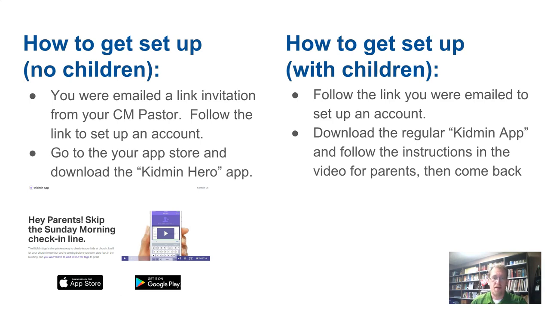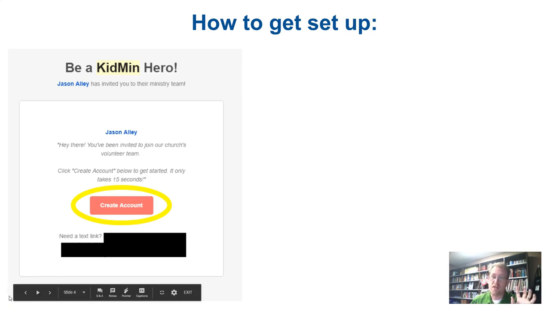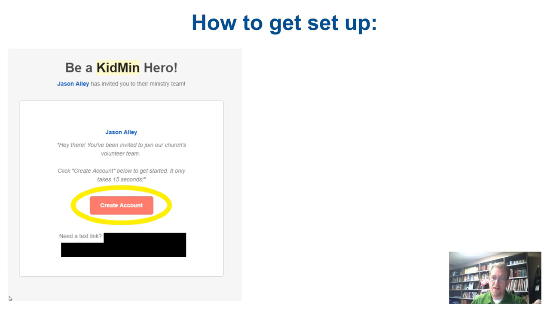So either way, you were emailed a link and you're going to watch the parent video, or you're emailed a link and this is all you have to do. Okay, so here's what the email looked like, in case you're like, email? What email? It looked like this. It said, me, Jason Alley, has invited you to be a hero. So that's what the app calls it. You will then click this create account and follow the prompts that it brings you to. Okay, so that is step number one. No matter what you do, whether or not you have children, you need to do that first. And then if you have kids, after you create that account, you'll need to go watch the parent video.